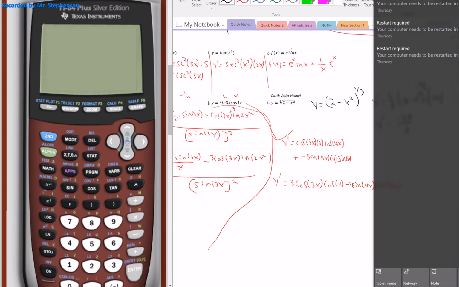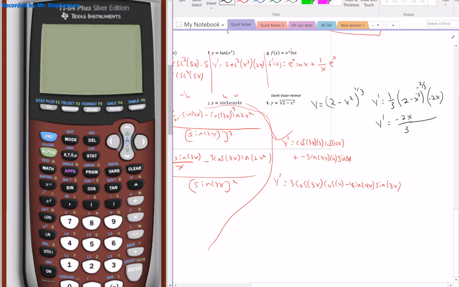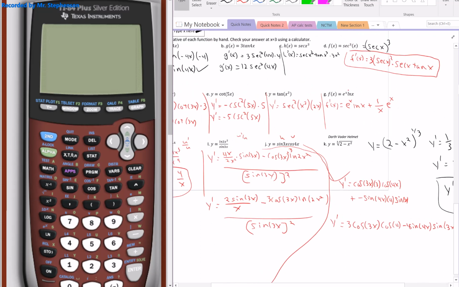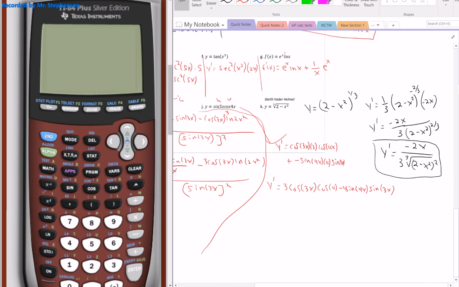So we're going to get y prime equals negative 2x over 3, and then this whole thing is going to come to the bottom and become 2 minus x squared to the 2/3 power. And lastly, just to practice writing as a radical, we're going to write cube root of 2 minus x squared, all squared, right? And that's your best answer for Darth Vader's helmet derivative. And then, go through and check them all on your calculator, see if you get them. All right, hope these are helpful.